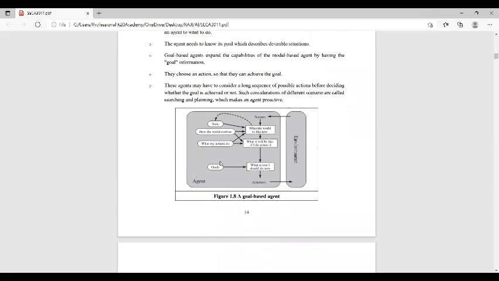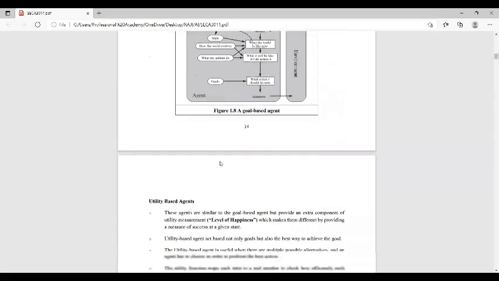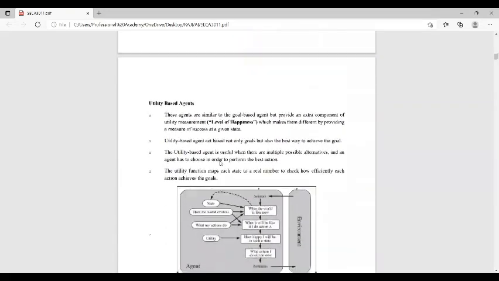So look at this diagrammatic representation. It will sense something in the environment, which is called the current state, and it will check the current state with the past state to decide what actions to do. Based on that, it will create one action to do. We check whether the action will achieve the goal or not. So based on the goal, it will change the environment. That is called a goal-based agent.